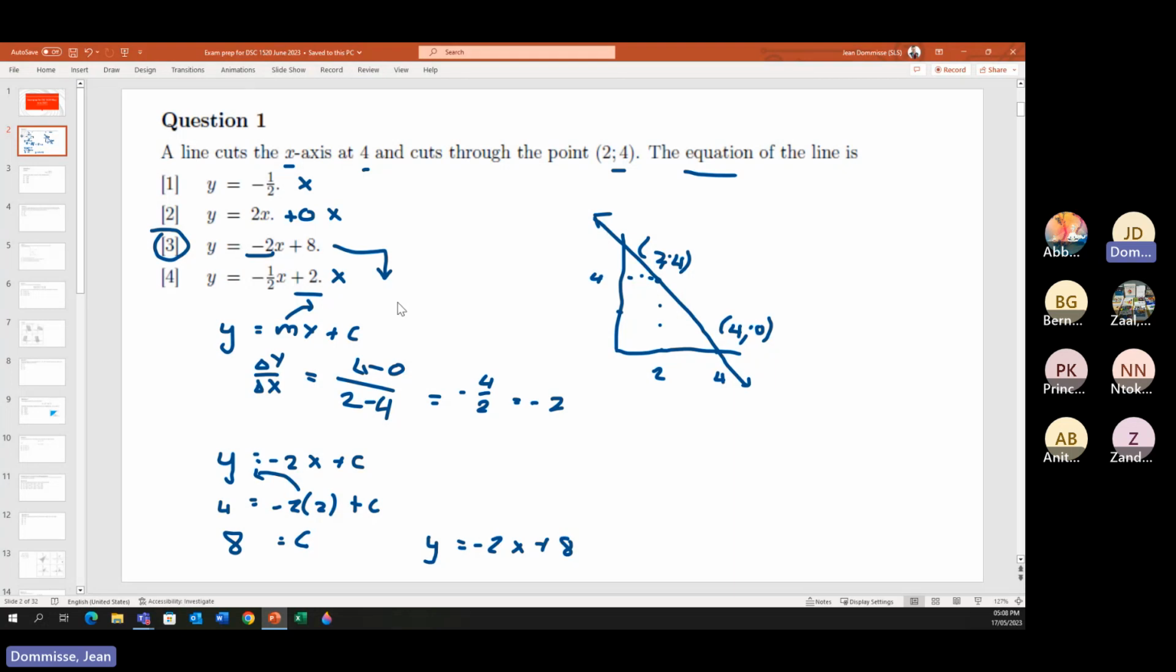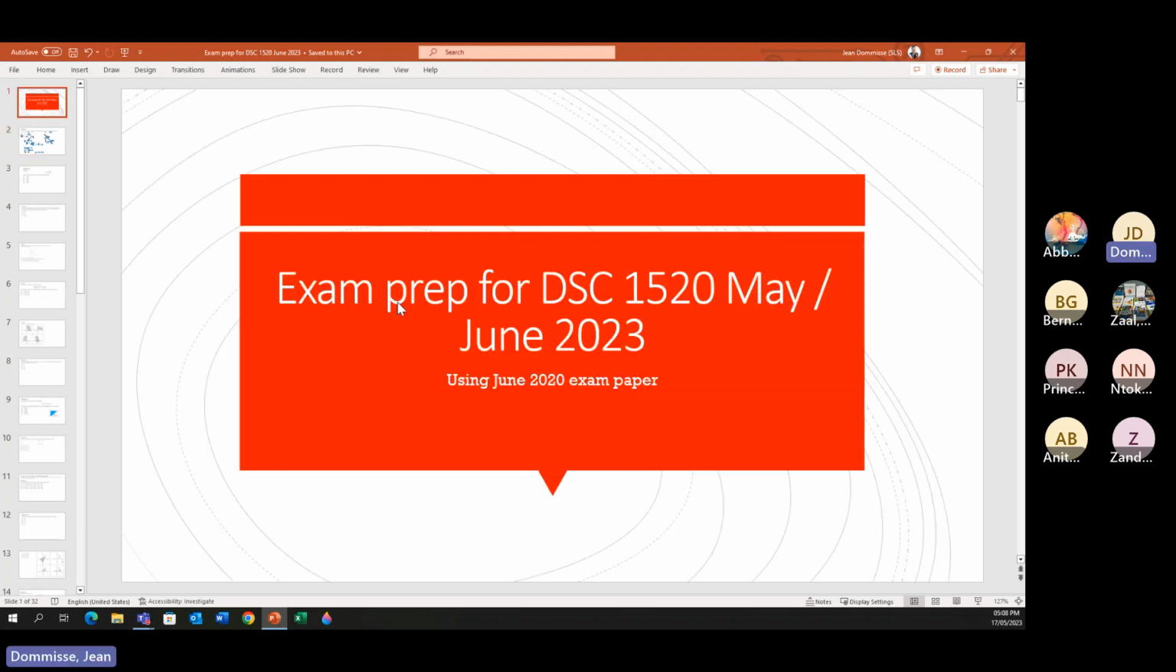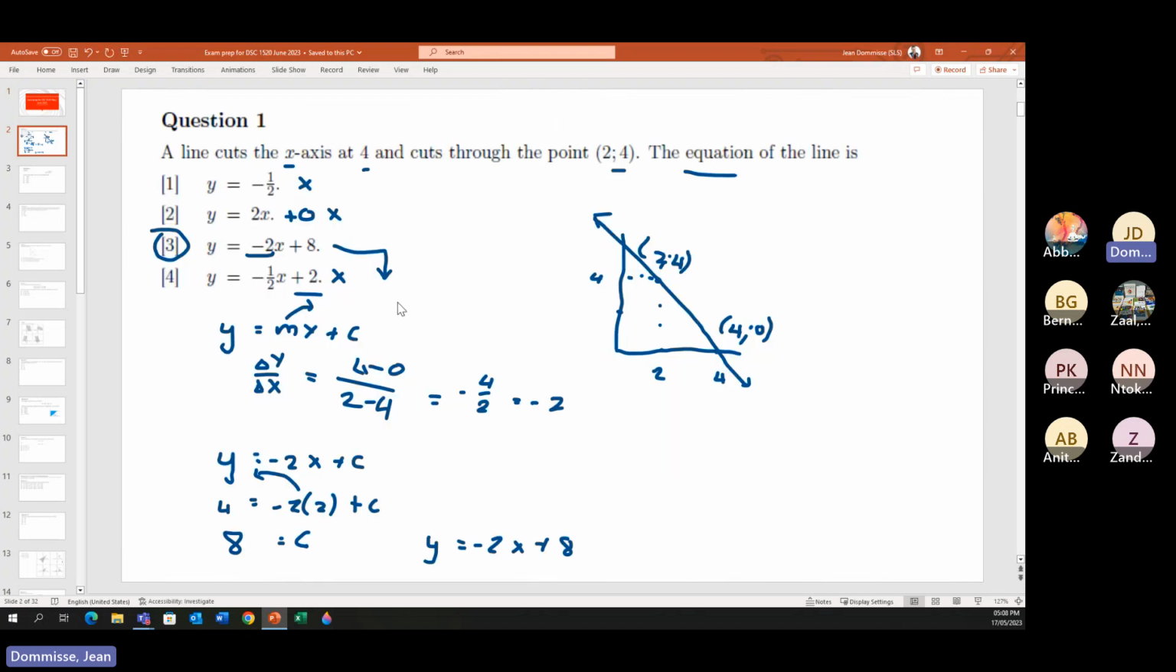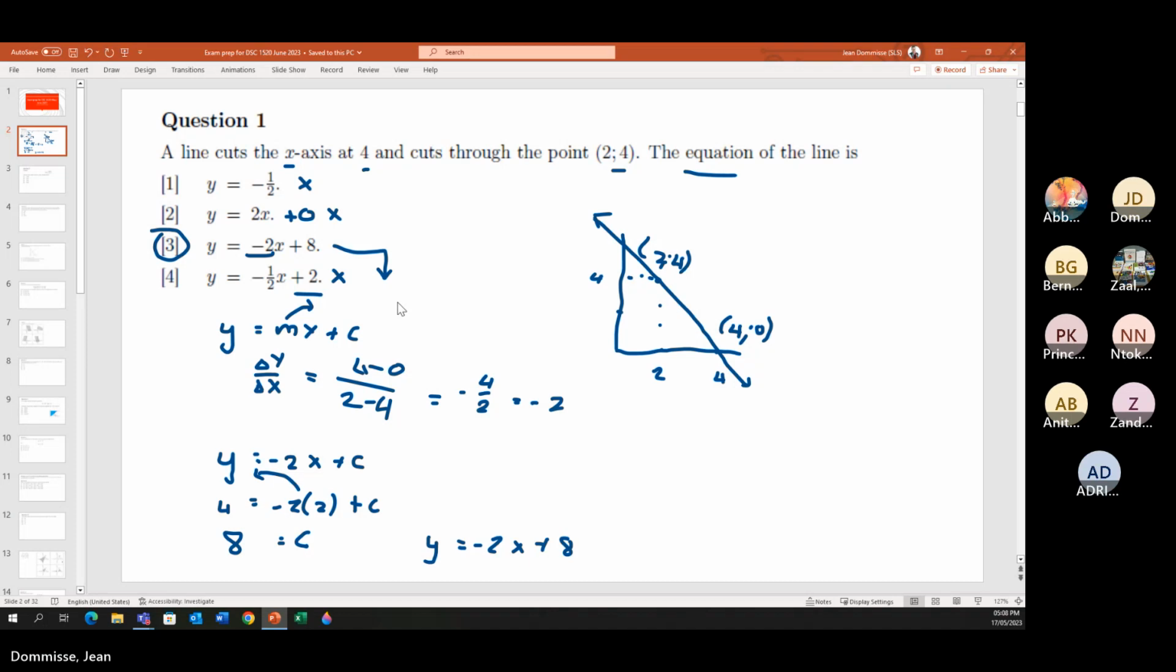For the guys joining us, we're working through the exam paper of 2020. Today and Saturday morning, we will be going through this so that you can prepare for your exam next week.